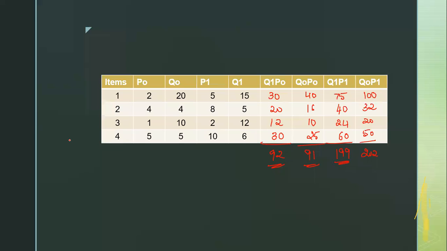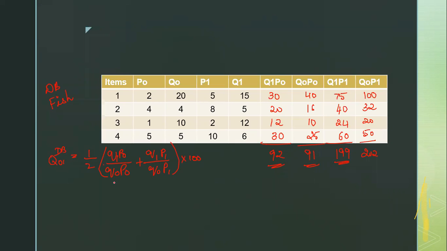Start calculating. Okay, I'll apply the formula here. Now I have asked you to calculate Dorbish and Bowley's and Fisher. As we have not calculated Laspeyres and Paasche, we will write the full formula here. The quantity index of the base and the current year under Dorbish and Bowley is equal to half, Q1 P0 divided by Q0 P0 plus Q1 P1 divided by Q0 P1, into 100. So when asked separately, we must write this full formula.